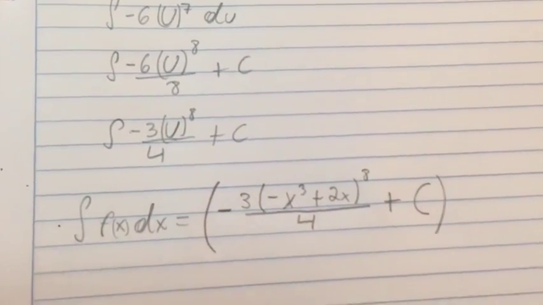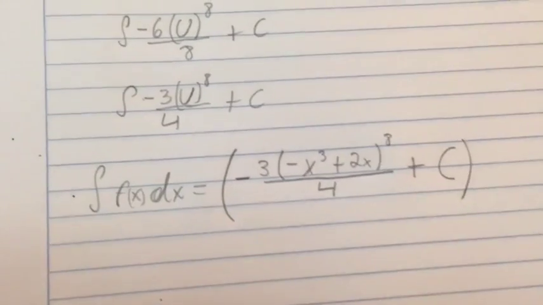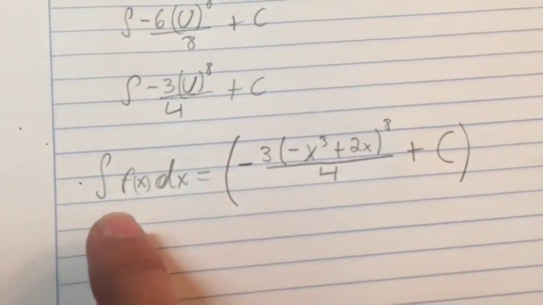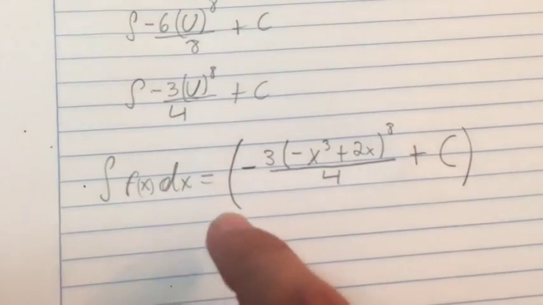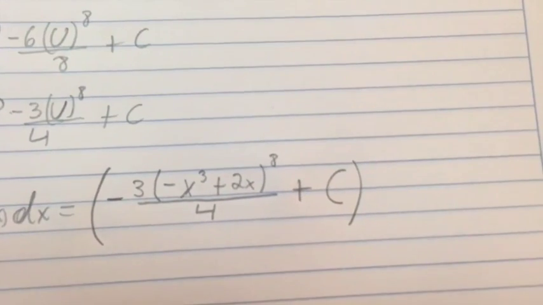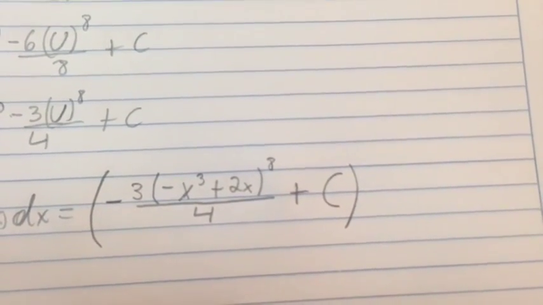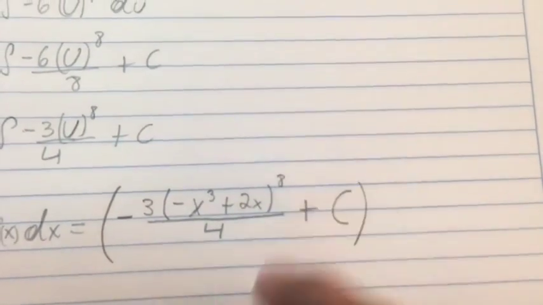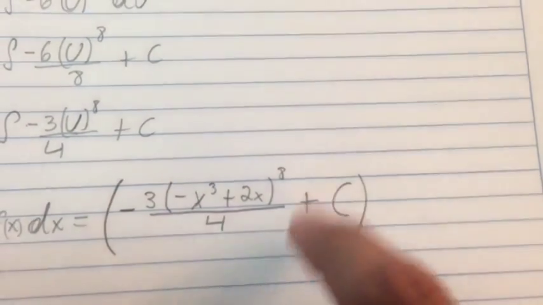So the final step would be the integration of f of x times dx equals negative 3 times the binomial negative x cubed plus 2x to the 8th power, divided by 4, plus a constant.